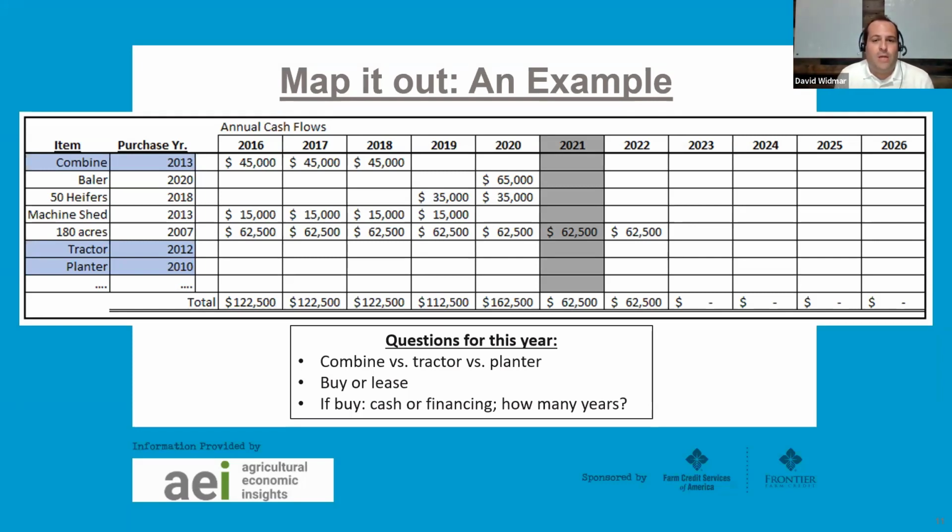So think about 2020, they bought a baler and they paid all cash for it. So here they are in 2021, and the only cash outflow obligation they have right now is this 180 acres. But also, by the way, this 180 acres is going to have no debt on it after 2022. So they can start to map this out a little bit and say, okay, how do we want to do this? Do we want to buy all three of these and finance them out? Do we want to buy one up front and not take on any debt and maybe wait a few more years? Can we push this combine and tractor and planter a couple more years?